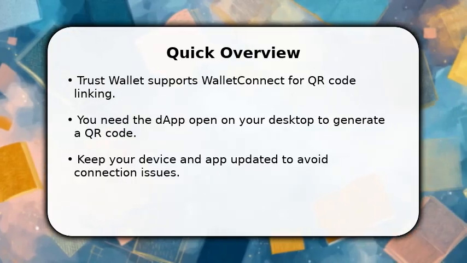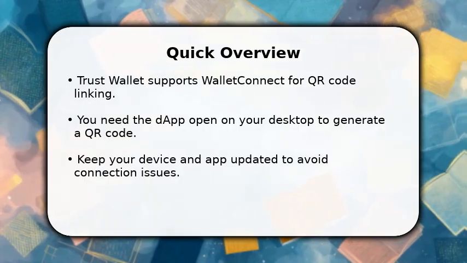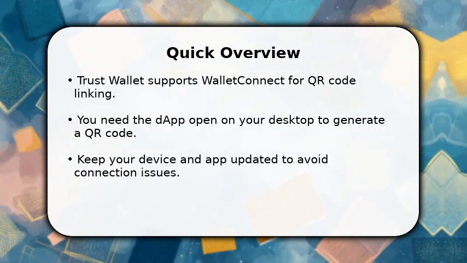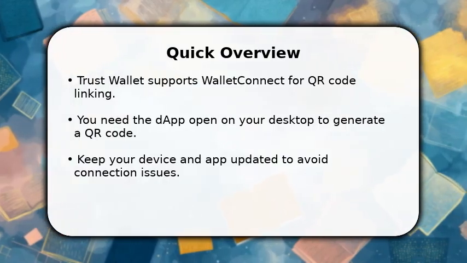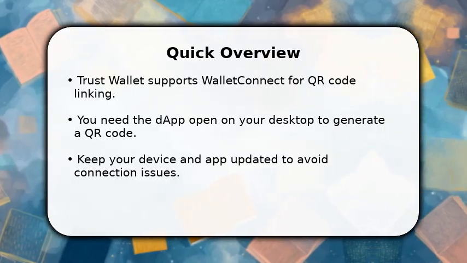In this video, I will explain how to connect Trust Wallet with QR code updated. Open Trust Wallet, tap Settings, select Wallet Connect, scan the D-App QR code on your desktop, approve the connection, and check that the correct account is selected.